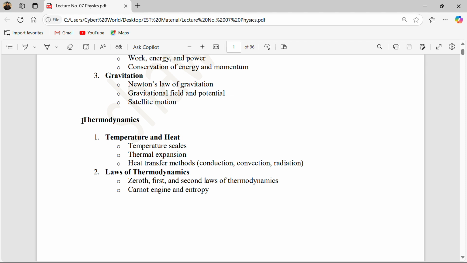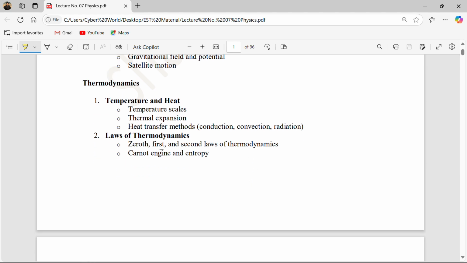Our second topic, which is very important for this test, is thermodynamics. So in thermodynamics the first topic is temperature and heat, and the subtopics mentioned in these questions come from temperature scales, thermal expansion, and heat transfer methods like conduction, convection, and radiation. Okay, whereas your laws of thermodynamics is concerned, your zeroth, first, and second laws of thermodynamics are very important for this test, and the Carnot engine is very important, and entropy.